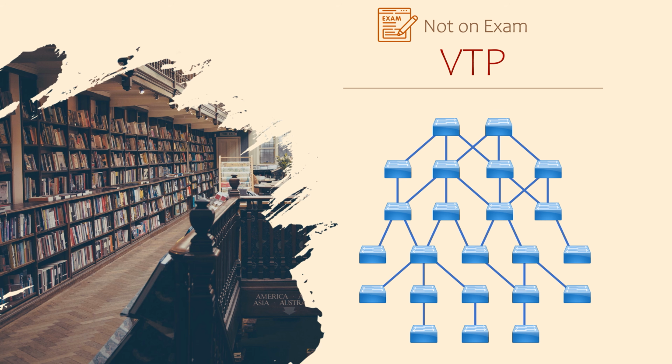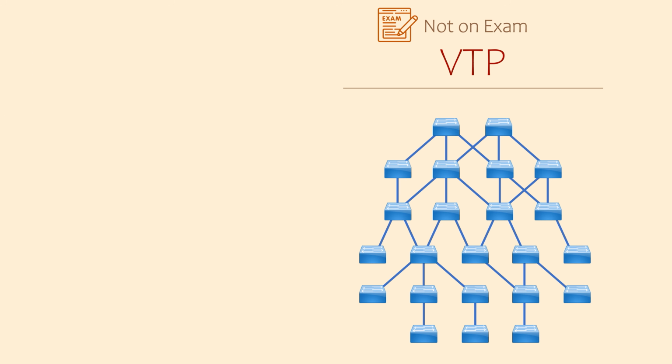VTP would allow us to configure VLANs on a single switch, and then have this configuration automatically pushed out to all the other switches. This means that we wouldn't need to go and configure each switch manually. To make this work, switches are configured as one of 3 modes. They can be server, client, or transparent. Servers are configured with a list of VLANs. One or more server switches send this list in VTP messages, which go out to all the switches in the VTP domain. The VTP domain name is also included in these messages.